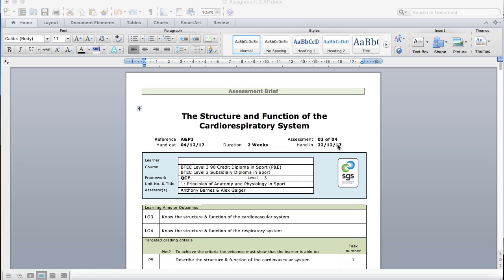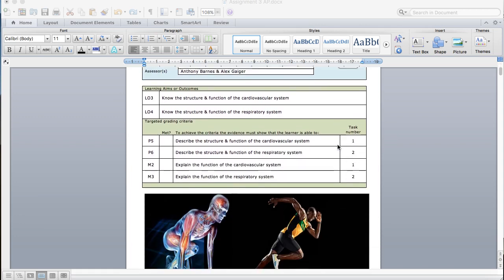The reason being is that I need to mark it and be able to come back after half term or after Christmas break and provide you with the feedback so that we are moving on to assignment 4, because we need to get closure of the unit and we have limited time to do that. So it's absolutely essential you meet this deadline.